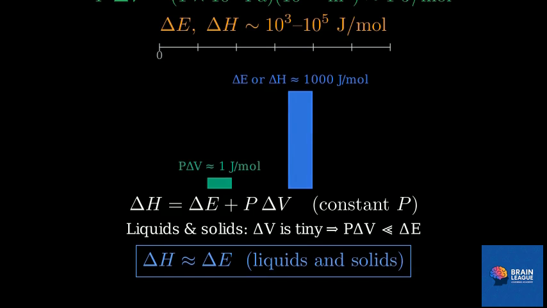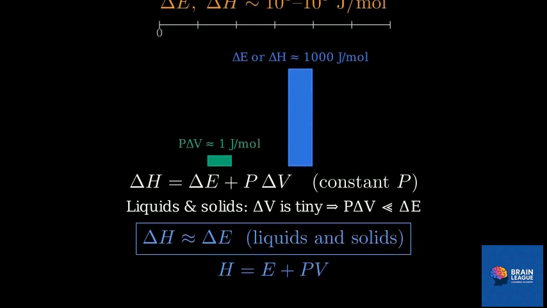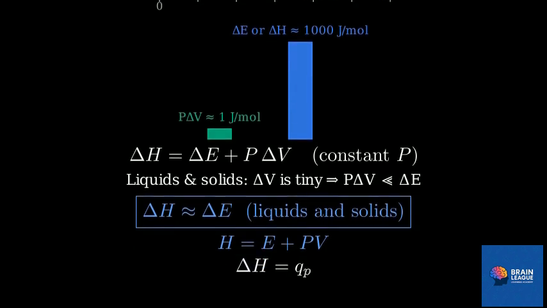As a final reminder, enthalpy is H equals E plus PV, and at constant pressure, the heat flow equals delta H.